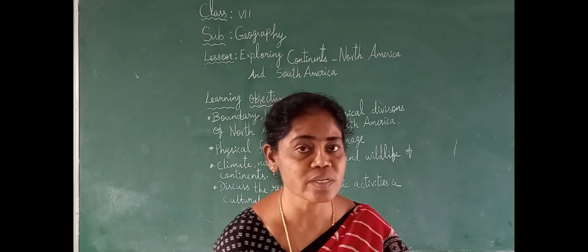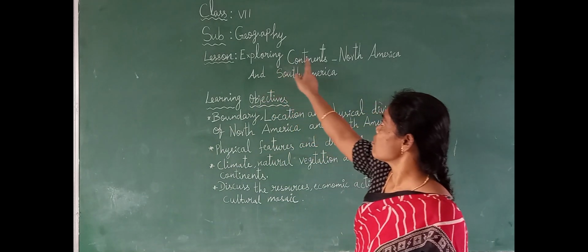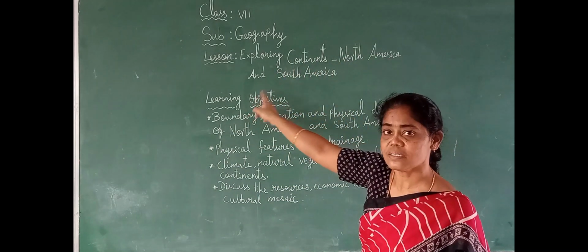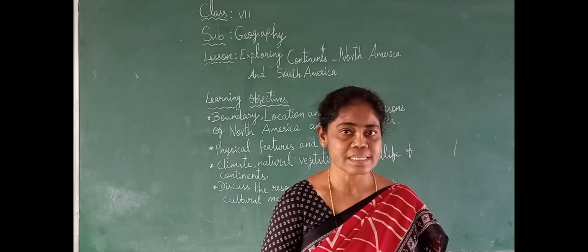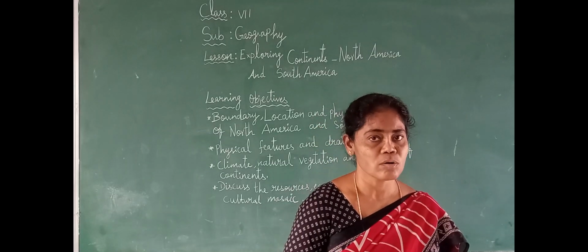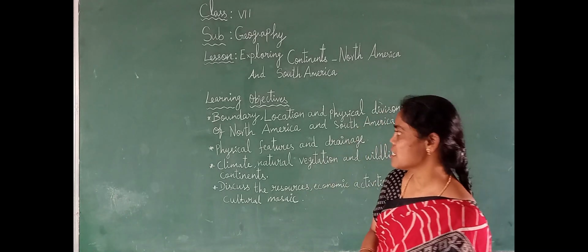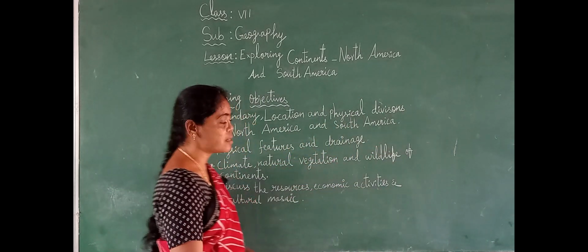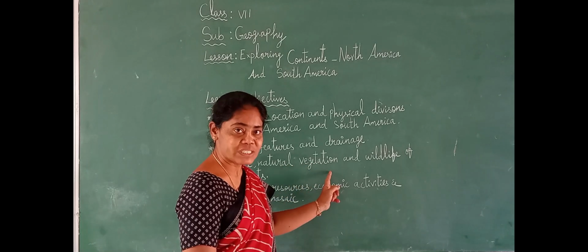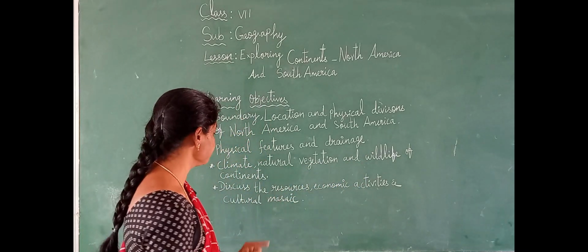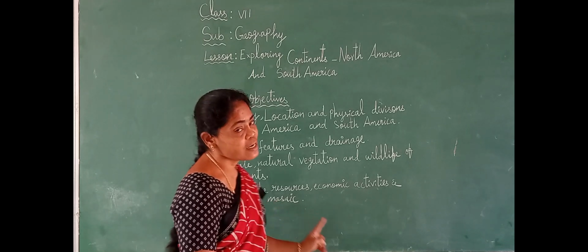Today I am going to take the class for 7th standard. The subject is Geography. The lesson: Exploring Continents, North America and South America. Before going to learn this lesson, we will see the learning objectives. Boundary, location and physical divisions of North America and South America, physical features and drainage, climate, natural vegetation and wildlife of continents. Next we are going to discuss the resources, economic activities and cultural mosaic.